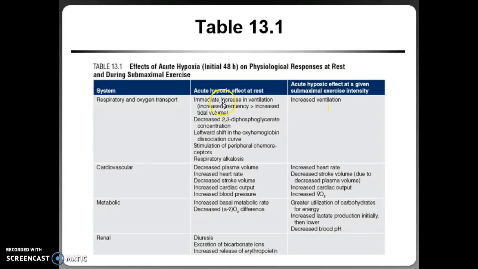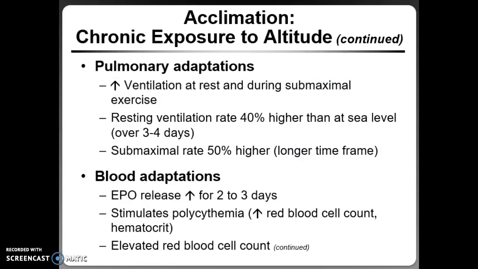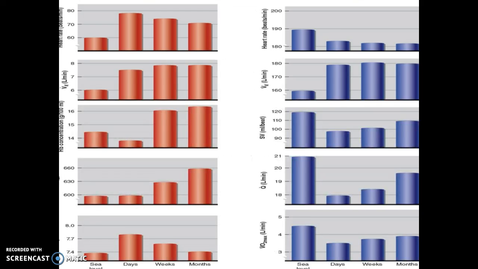So here's the acute hypoxic effect at rest versus the hypoxic effect at a given submax exercise intensity. You can see respiratory, cardiovascular, metabolic, as well as renal, in terms of the kidneys and what happens. After chronic exposure, we see an increase in ventilation at rest and during submaximal exercise. It only makes sense that we would see that increased ventilation. Resting ventilation is about 40% higher, submax 50% higher. We start to see an increase in EPO even after just 2 to 3 days.